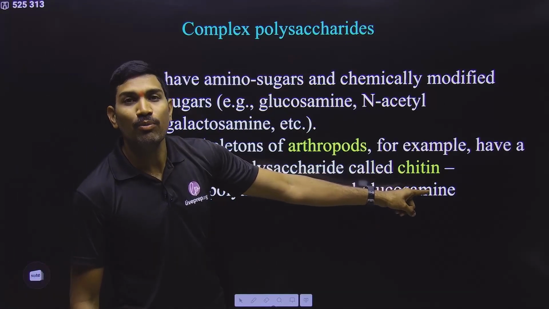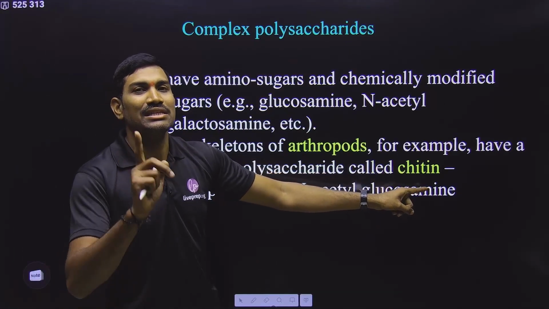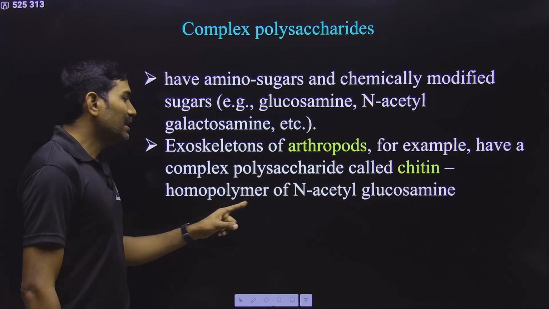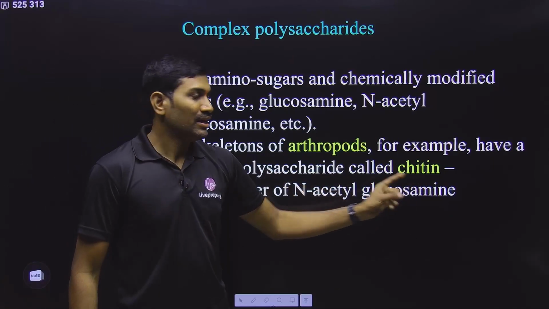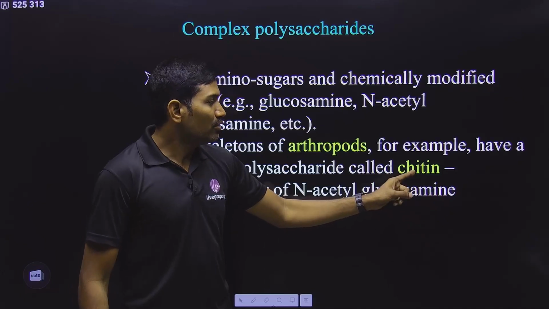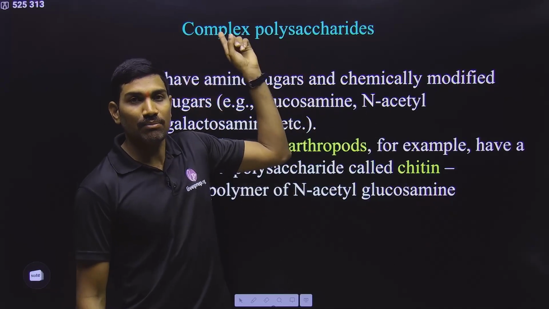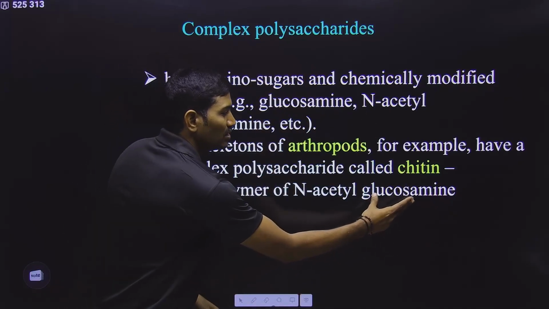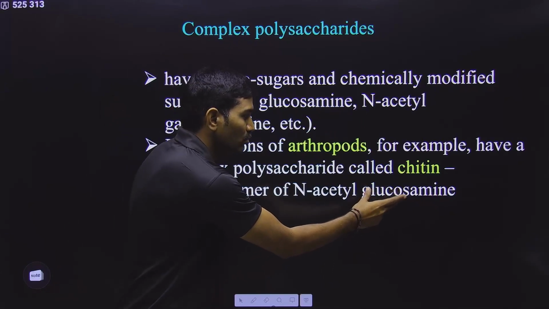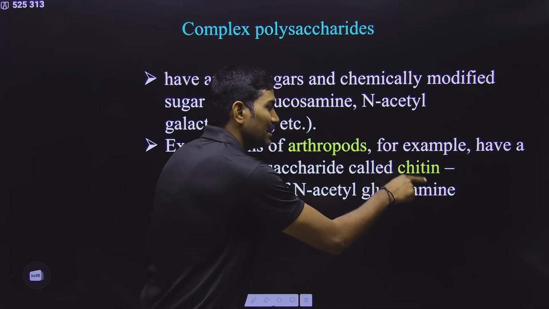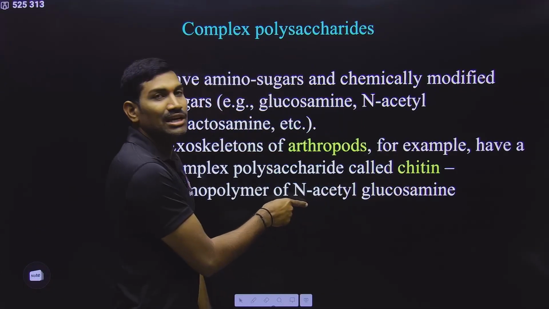And why is it a homopolysaccharide? Because it has the same type of unit. What is that same unit? It is N-acetyl glucosamine. Why are you studying chitin under complex polysaccharide? Because it does not just have normal glucose. This glucose has an amino group. In that amino group, to the N, an acetyl group is attached.